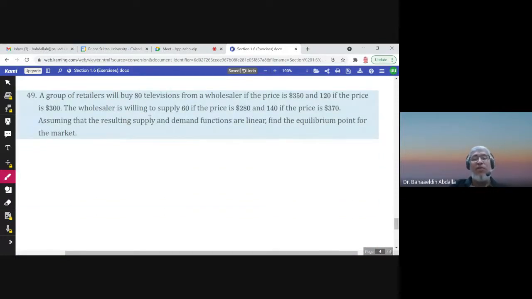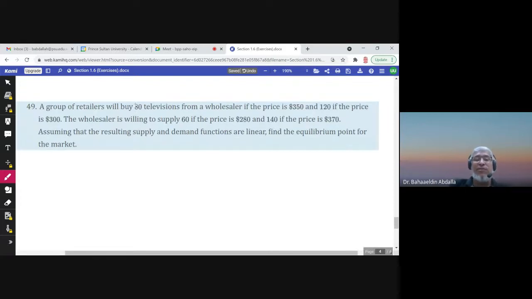A group of retailers will buy 80 televisions. So this is the number of units, when the price is $350. So this is the first point, 80, when the price is 350. And 120, if the price is 300. This is what they will buy, so this is the demand. This will enable us to find the demand function.